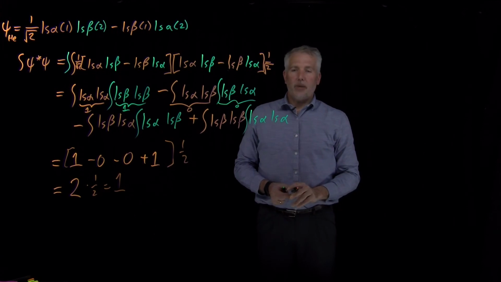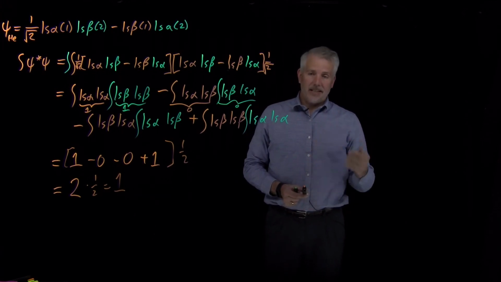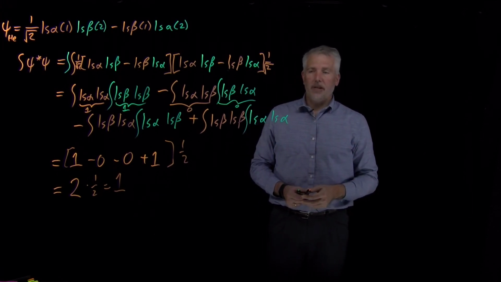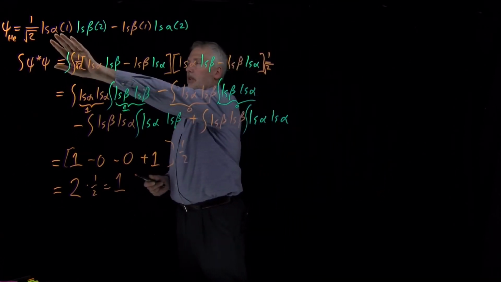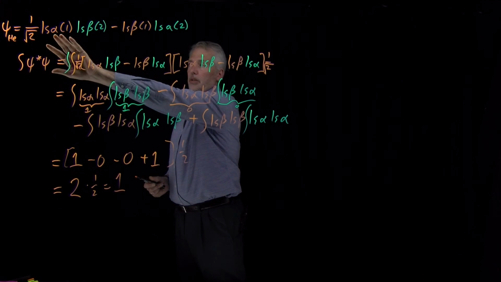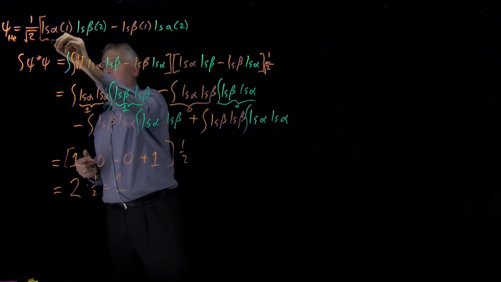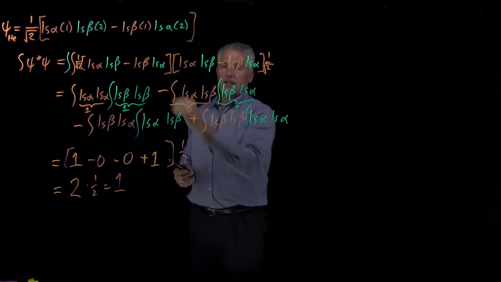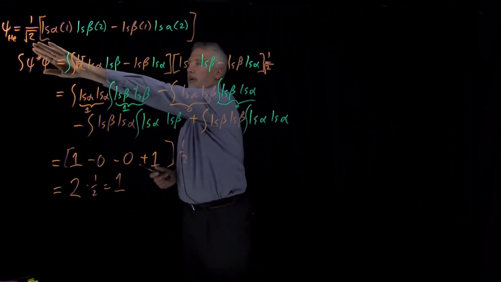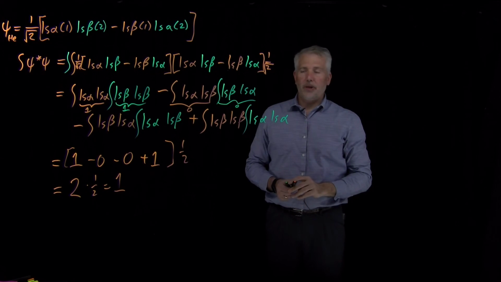So a properly normalized and antisymmetrized version of the helium trial wave function is spin up electron 1 and spin down electron 2 minus the antisymmetrized version of that, multiplied by this factor of 1 over square root of 2. And the reason for that 1 over square root of 2 out front is to make sure that our wave function ends up normalized in the end.